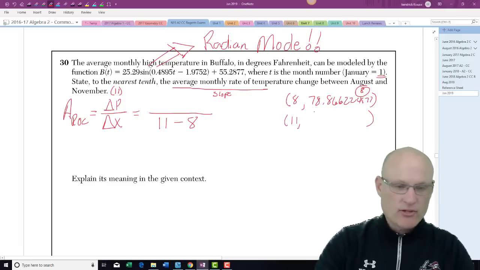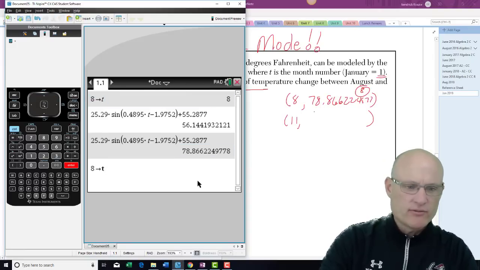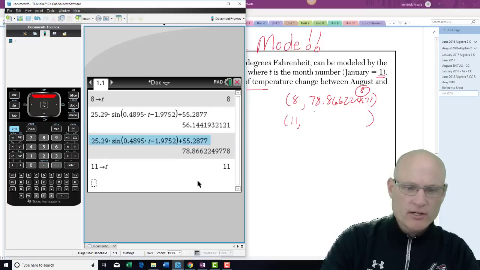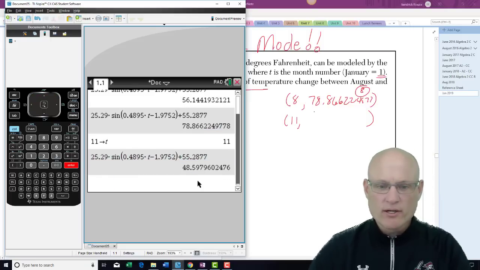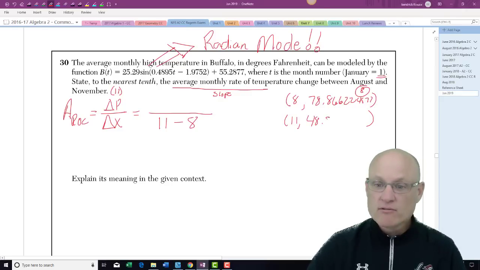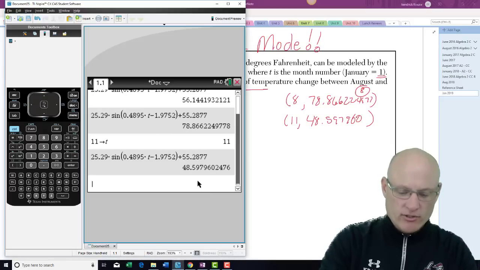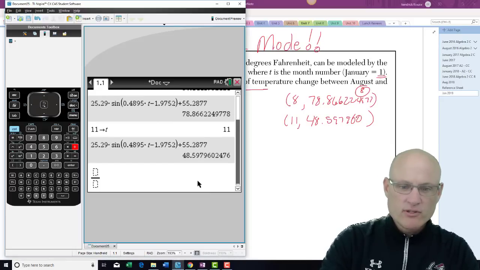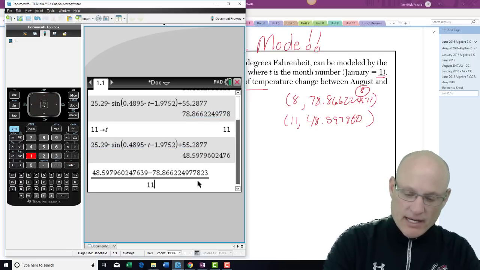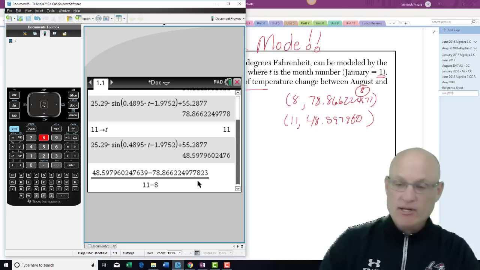And now the cool thing is I don't have to retype that. I just go like this. Change this to 11. Hit the up arrow. Now I get 48.597.960. Now don't use those numbers. Go like this. You're going to do control division. This one, which is the 11, minus this one up here, which goes with the August, all over 11 minus 8. Now you got to make sure you did it the right way.